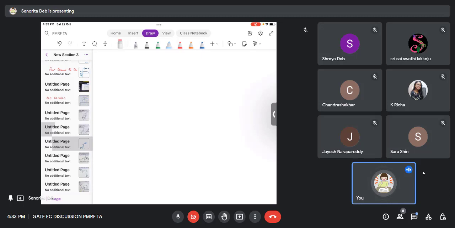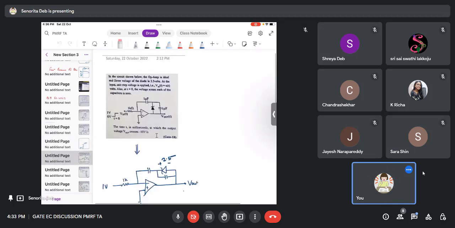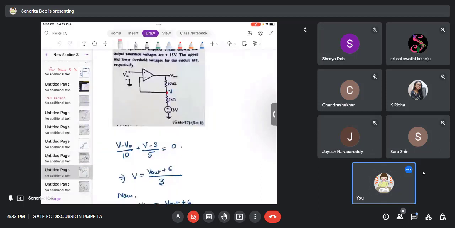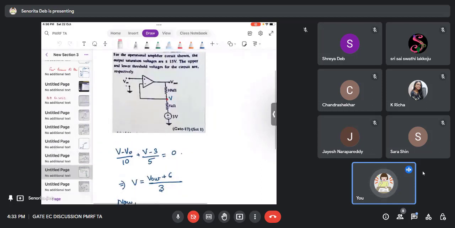Now, should I solve another question first? I wanted to solve simple problems first actually. So let me solve this one. This is a simpler problem.